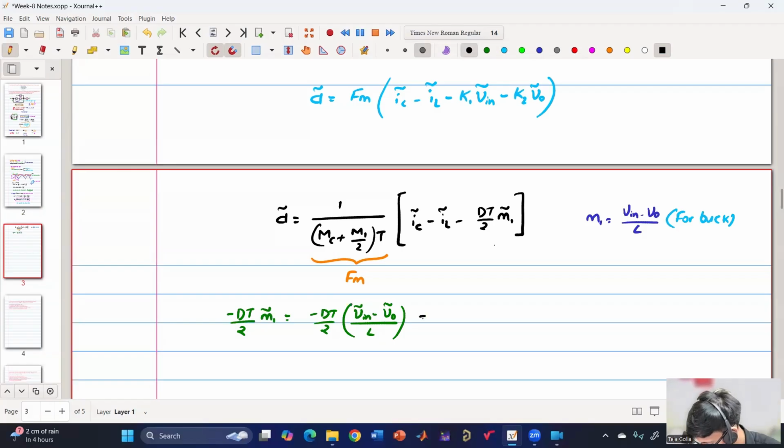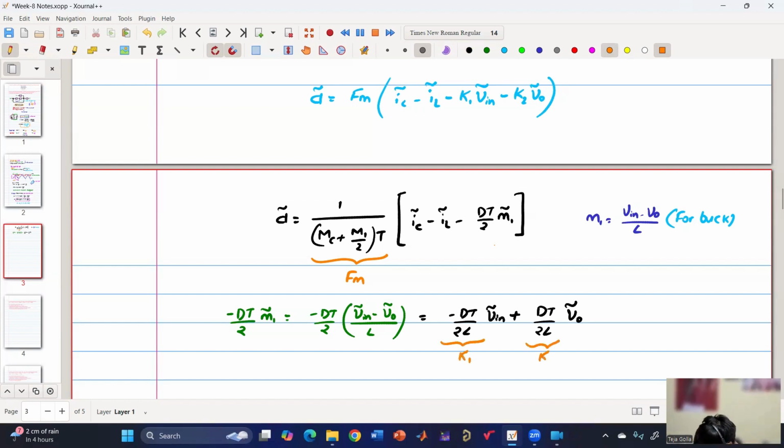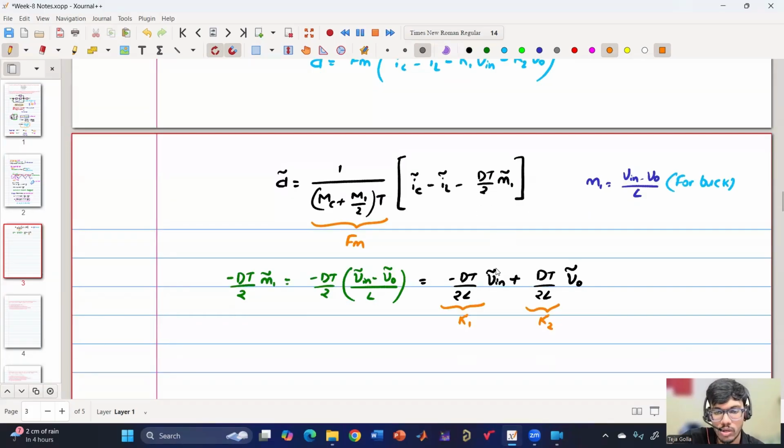Yes, sir. So now if I expand, I'll get minus dt by 2L into V in perturb plus dt by 2L into V0 perturb. So now this becomes my K1 and this becomes my K2. So minus K1, so K1 will be dt by 2L and K2 will be minus dt by 2L.